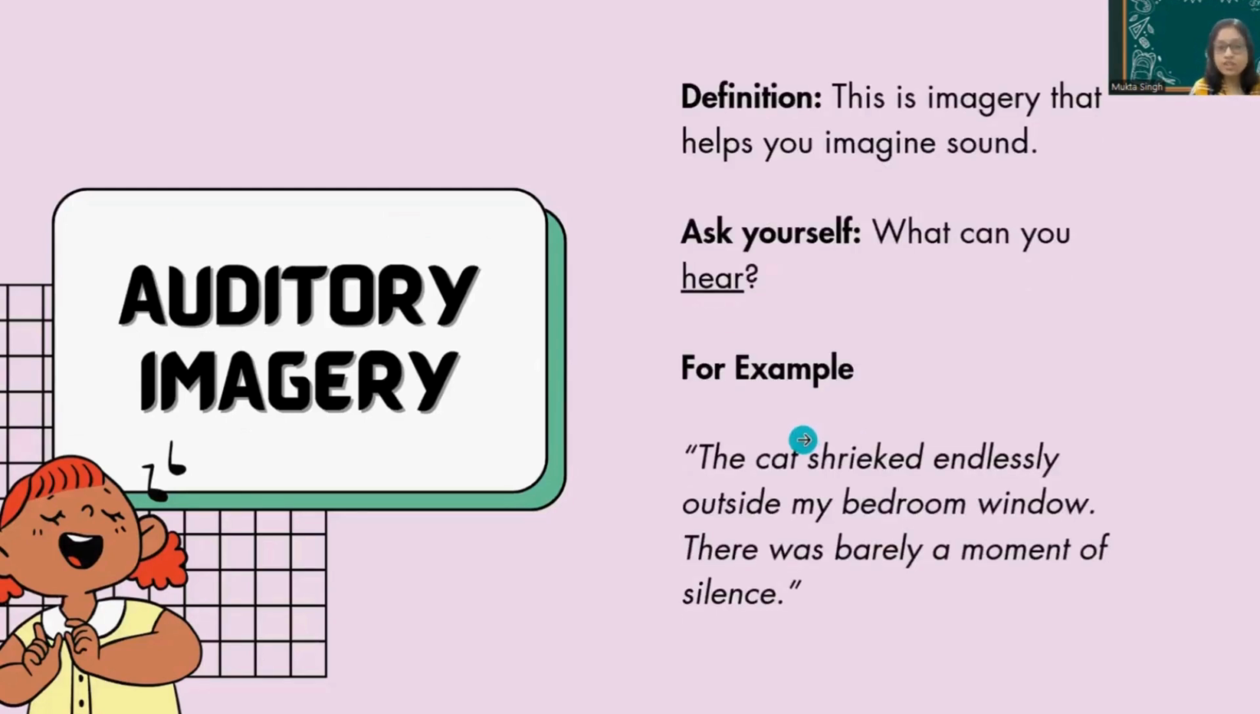Let's begin with auditory imagery, which means what you can hear. This imagery helps you imagine sound. For example, in the sentence, the cat shrieked endlessly outside my bedroom window. There was barely a moment of silence. It means the cat was creating a lot of noise and the writer was not able to sleep or rest because of the sound. We can easily imagine the cat shrieking and breaking the silence.